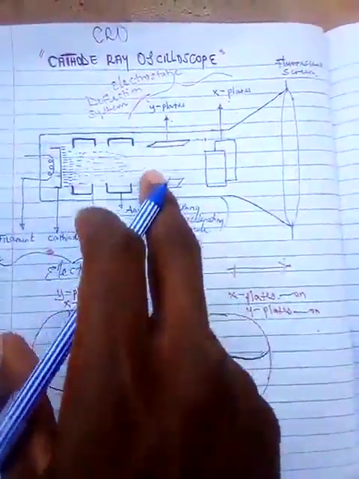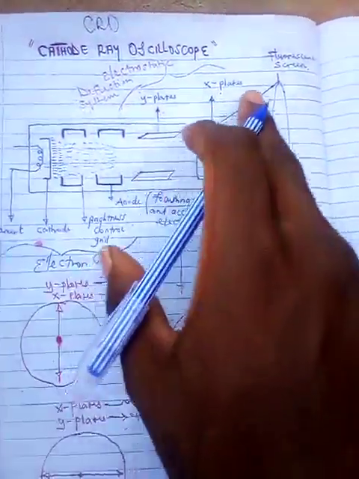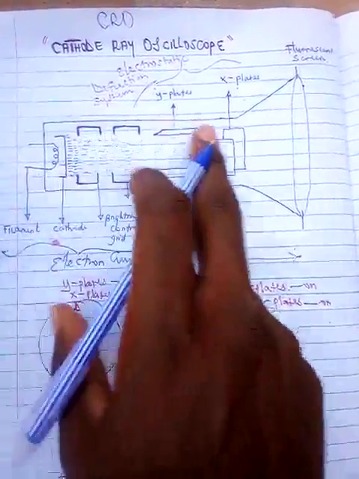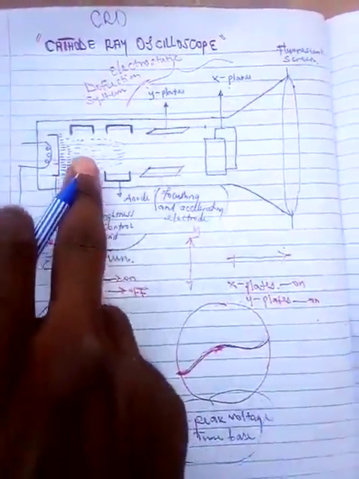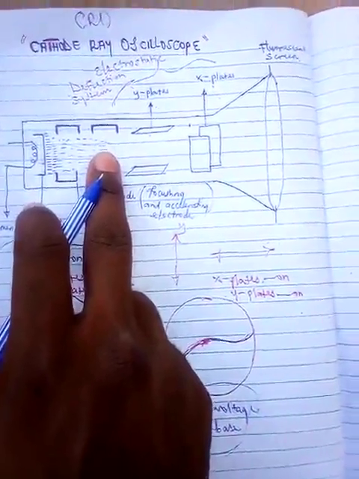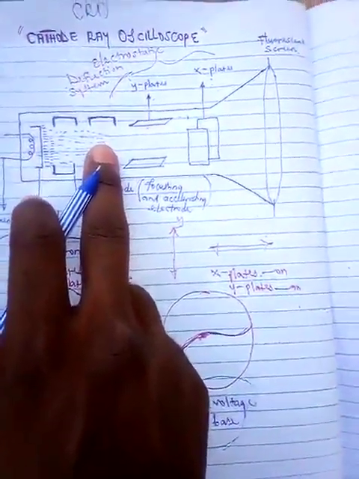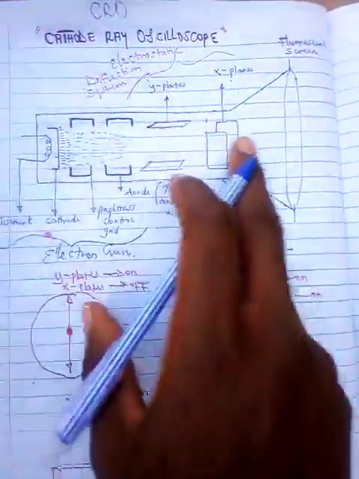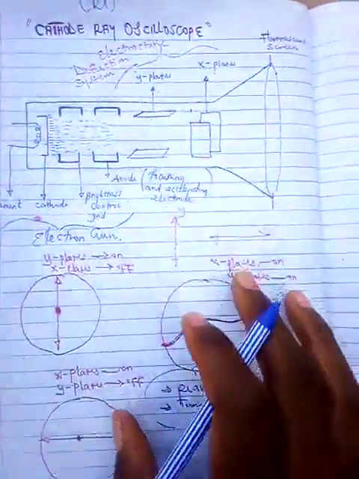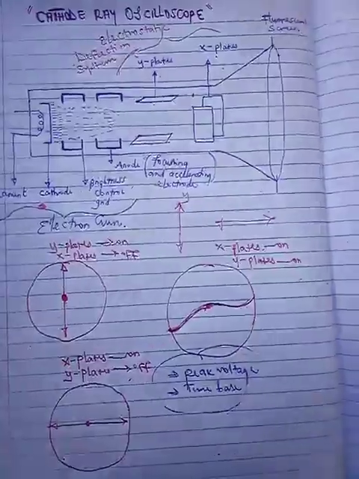So to avoid any disturbances, we always try to make this cathode ray oscilloscope a vacuum, so that these electrons do not experience any collisions or resistance as they are flowing. So that's what we can say on the cathode ray oscilloscope. Thank you.